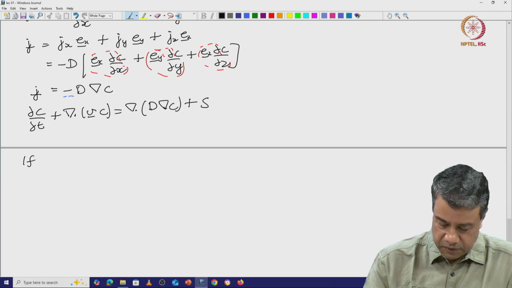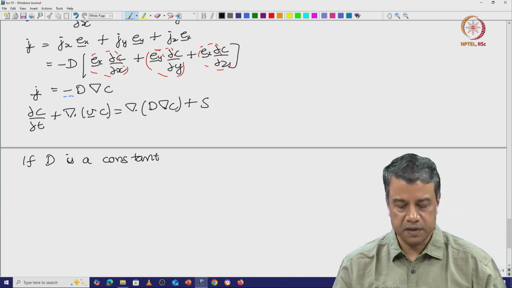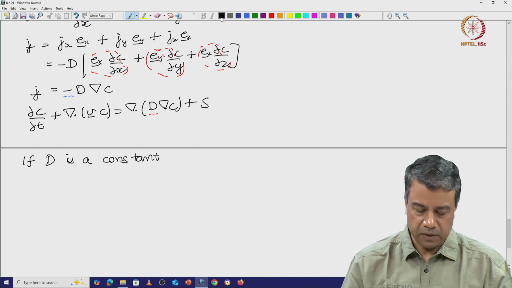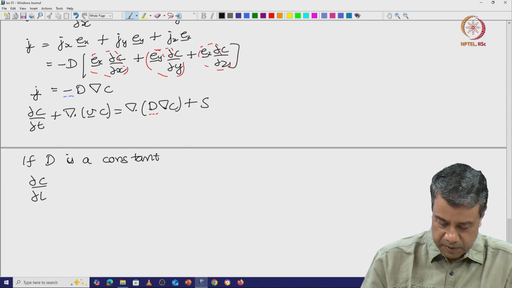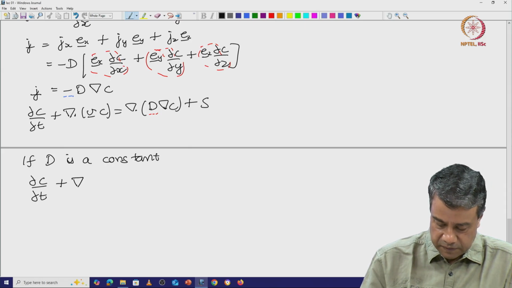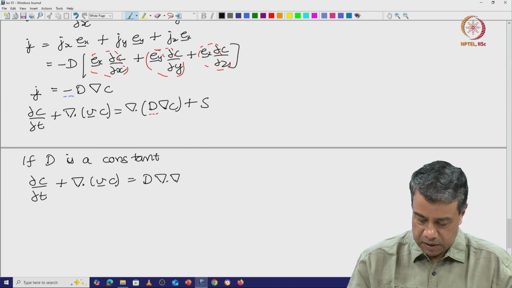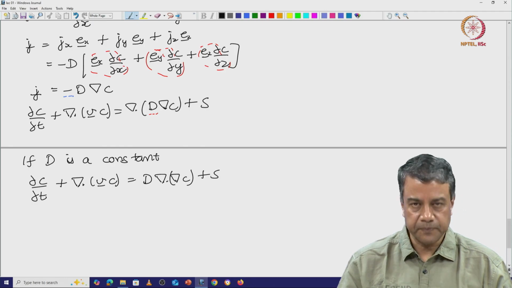If the diffusion coefficient is a constant, if d is a constant, I can take it out of this derivative, and the conservation equation will become partial c by partial t plus divergence of Vc is equal to d del dot del c, plus S.